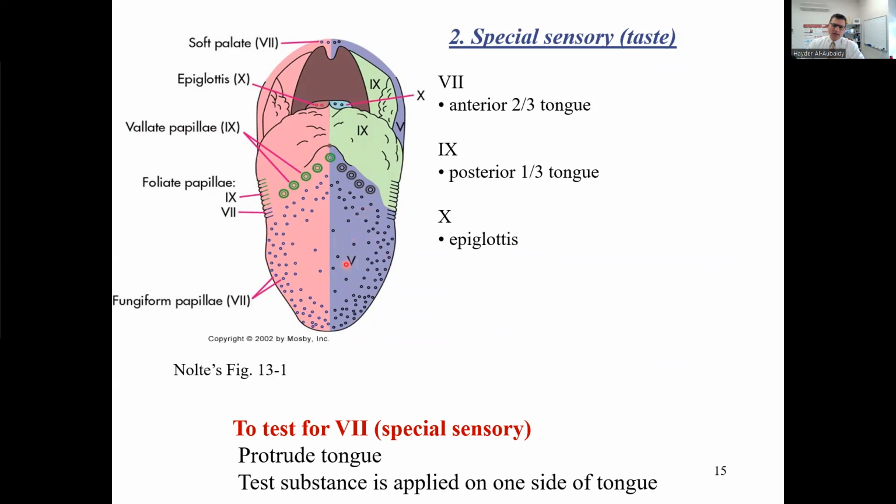Reminding you that the trigeminal nerve is responsible for carrying general sensation from the anterior 2/3 of the tongue, while the glossopharyngeal nerve is responsible for carrying general sensation from the posterior third of the tongue, in addition to taste sense.